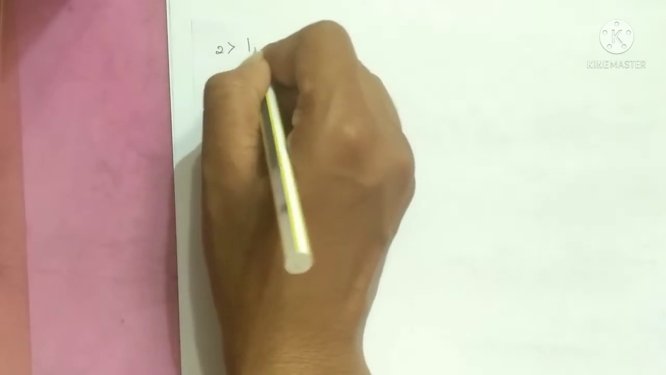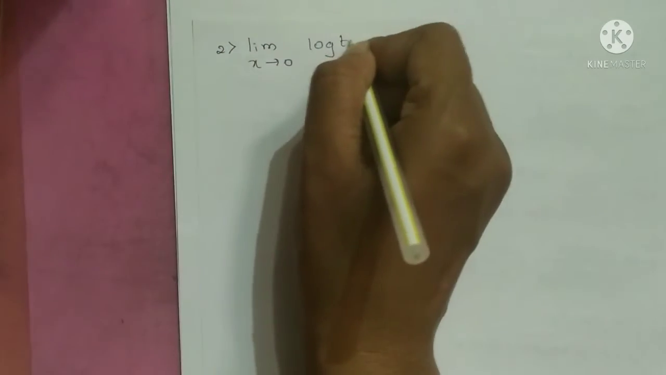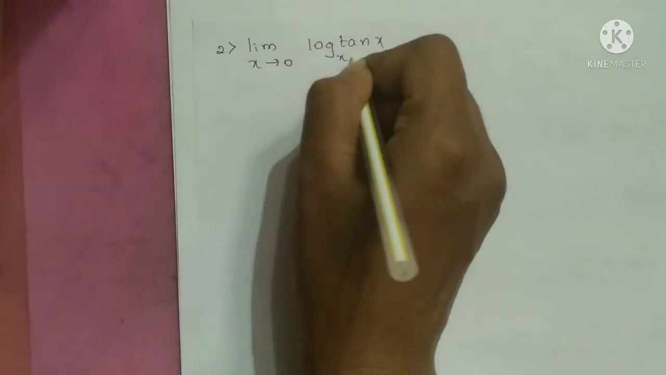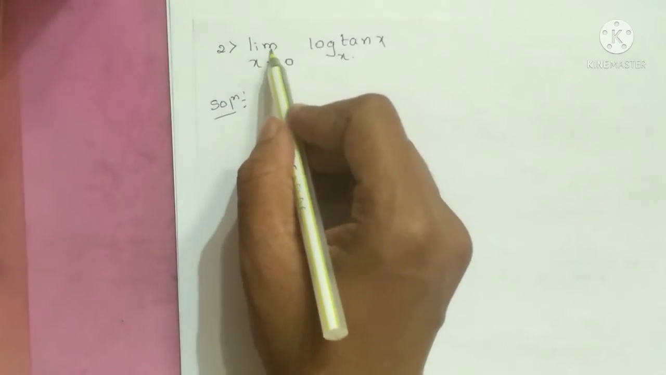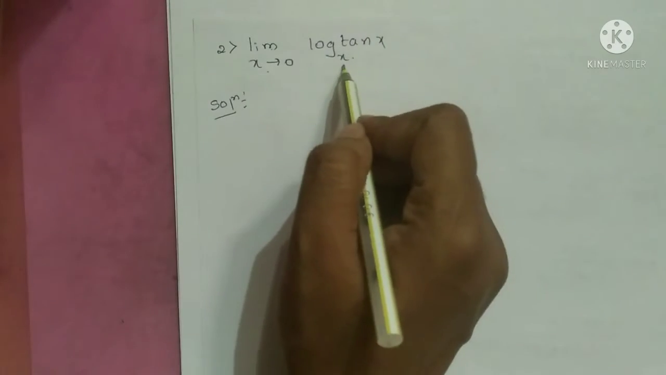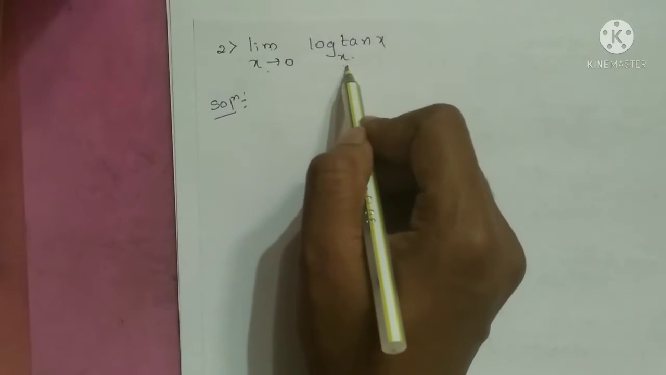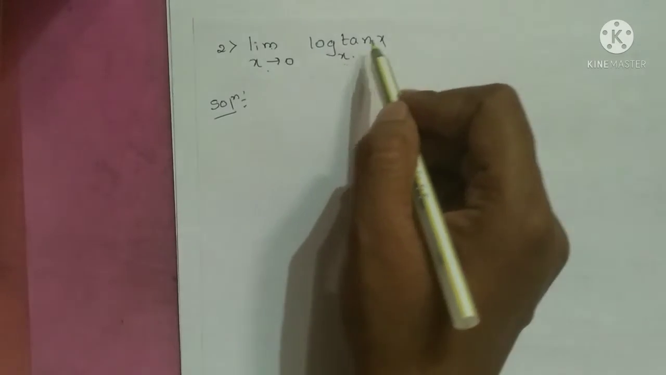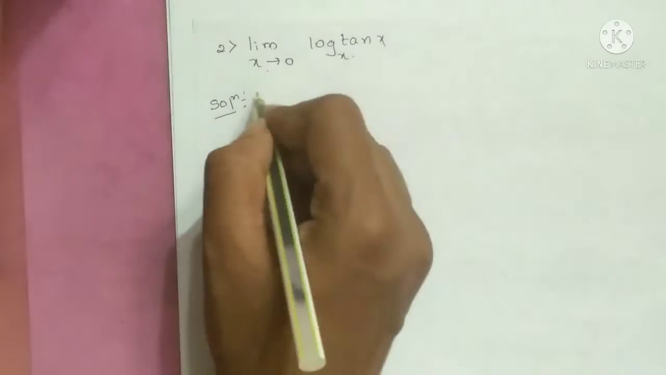Next, to solve one more problem related to this. The second problem is limit x tends to 0 of log tan x to the base x. Observe this problem. When such a problem is given, you have to convert it into the f of x by g of x form. So how do you convert it here?